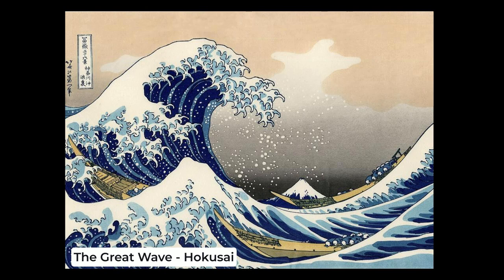Negative space is the area around and between objects. It's not just blank, it's intentional. It gives the eye space to rest, draws attention to the subject, and adds emotional weight.